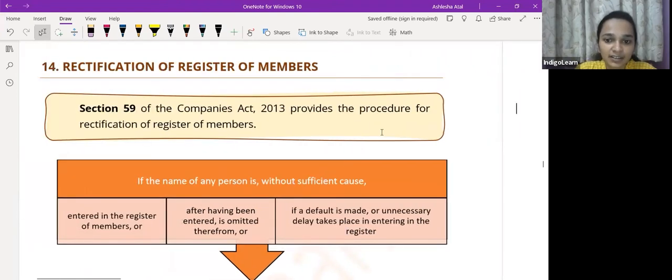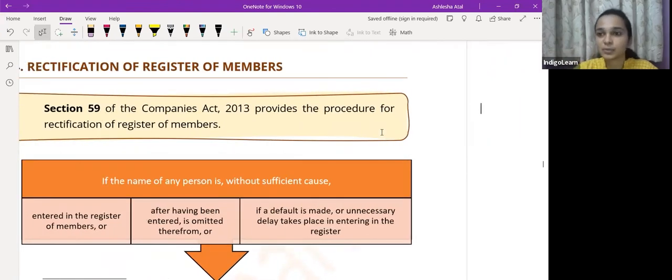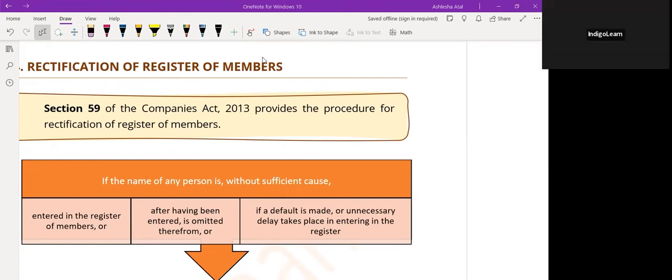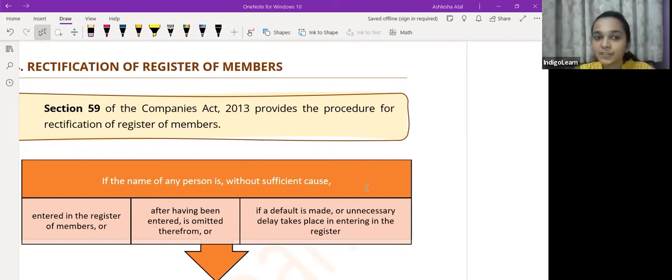Before I start the other section, give me 2 minutes. Meanwhile, if you have any doubt in whatever we've discussed till now, please feel free to ask, because 59 के बाद we'll start with alteration of share capital, which is again a very very very important section. So अगर कोई भी doubt है तो आप लोग अभी पूछ लो.